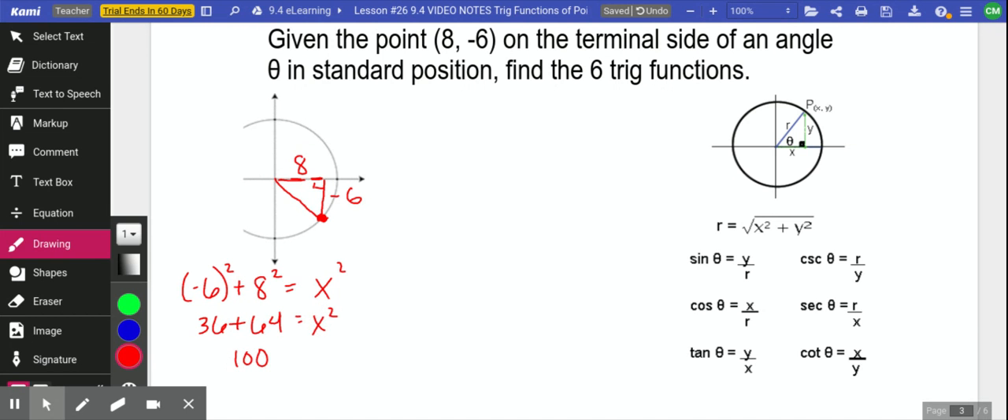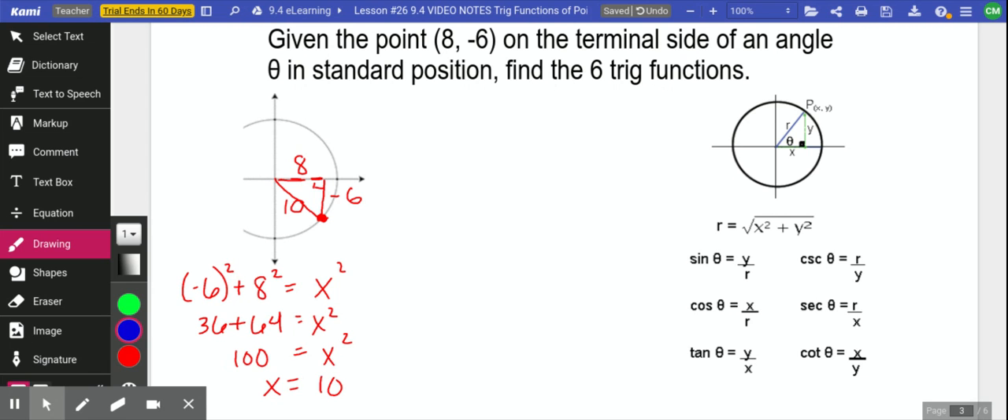So x is 10. So our radius is 10. It is always positive. R is always positive. So the only thing that can be negative is your x or your y. So then we just continue on with our 6 trig functions, making sure your y is always negative.